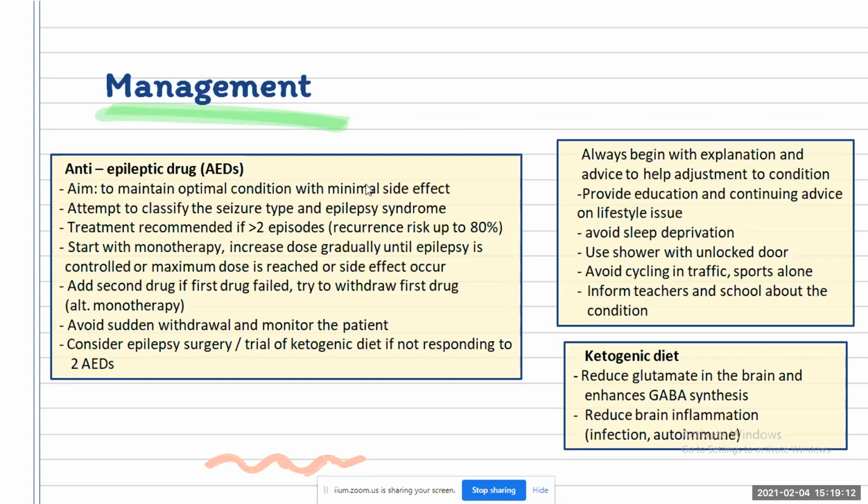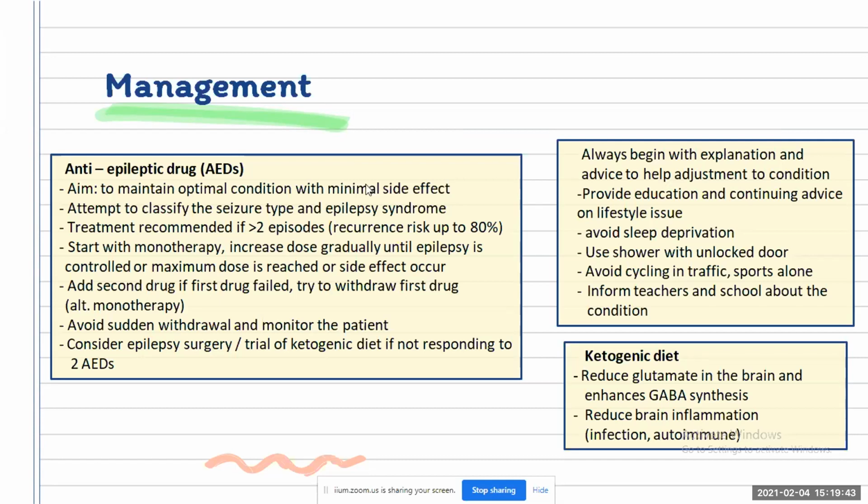If the patient is not responding to the anti-epileptic drug, we can give the ketogenic diet. This ketogenic diet is proven to succeed in the management, because it can reduce the glutamate in the brain and enhance GABA synthesis. Also, this ketogenic diet can reduce brain inflammation.